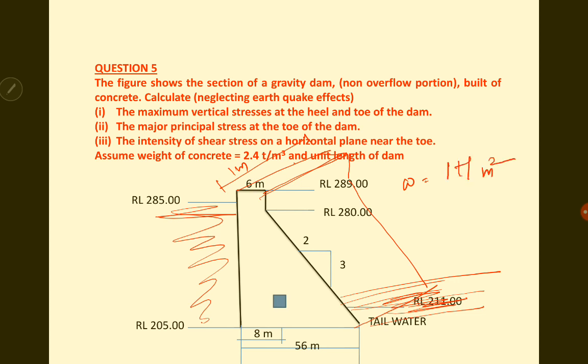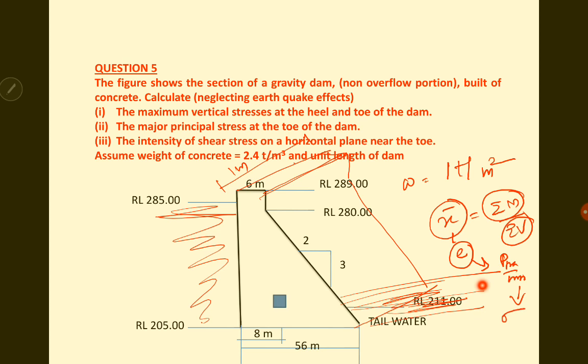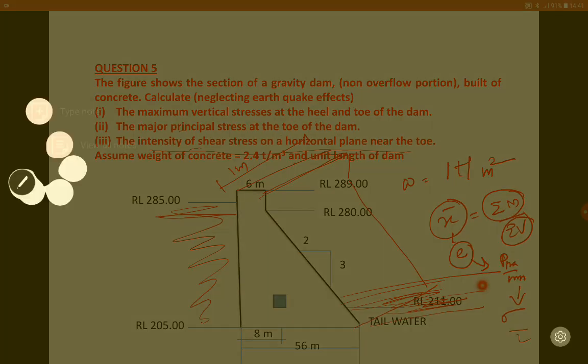Okay, now we will start doing the, what was the first step? X bar, right? So to find X bar you require sigma M and sigma V. So first find sigma V and sigma M, then find X bar. Once you get X bar you can find E. From E you can find P max and P minimum, and from that we can find the sigma value also. Okay, so the major principal stress, maximum vertical stress at the heel and the toe, and the intensity of shear stress at the horizontal plane. They have also asked for the toe value. Okay, now we will start doing this question.